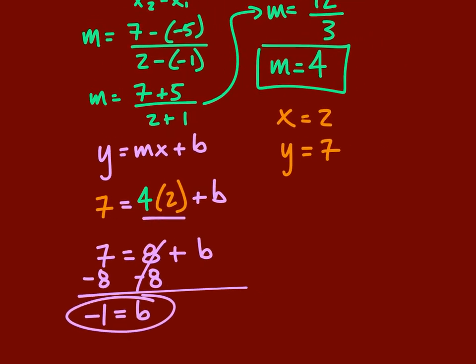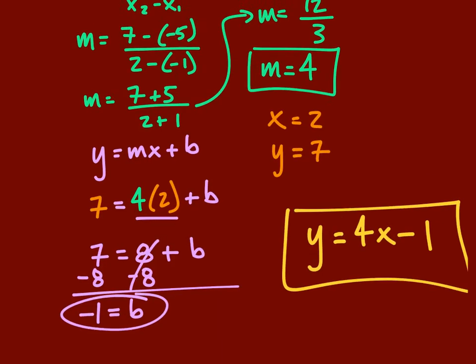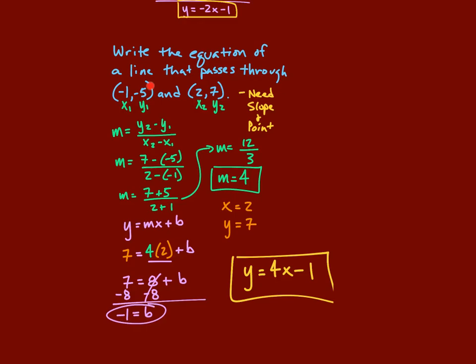So I have my slope, I have my y-intercept, and I can simply then just write my equation as y equals 4x minus 1. Okay, now I could use the other point to do this, all right, but I'm not going to show you that because of time purposes. But you can choose whatever point you want to use for x, y. You can use either one of these. It doesn't matter.